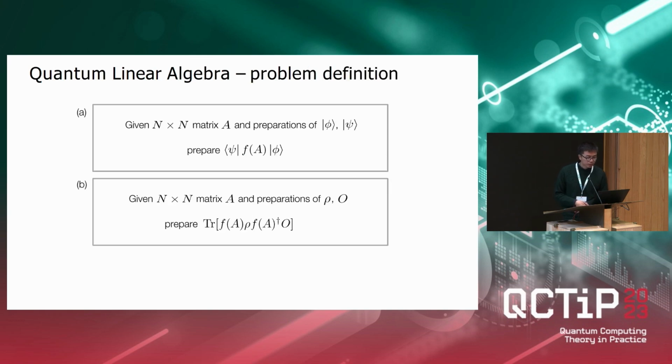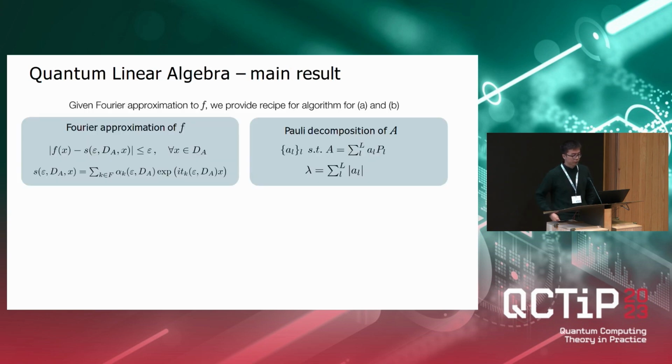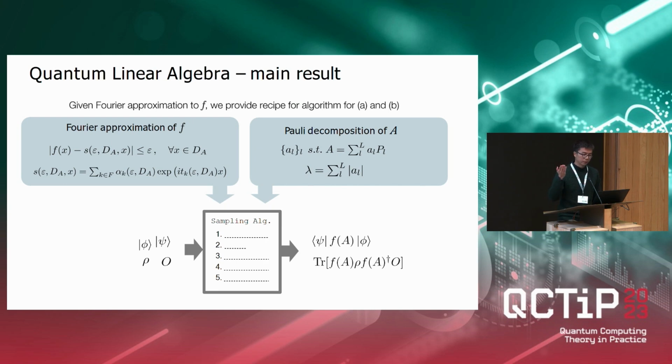So more precisely, the problems we'll be able to look at are as follows. We can essentially prepare the effect of f of A applied to some state phi, and look at the overlap with some other state psi. Or in the second case, we can look at some more general observables. And our main result is as follows. Given a Fourier approximation to f, and given the Pauli decomposition of A, we can write down a sampling algorithm which will give us the two quantities stated on the previous slide.